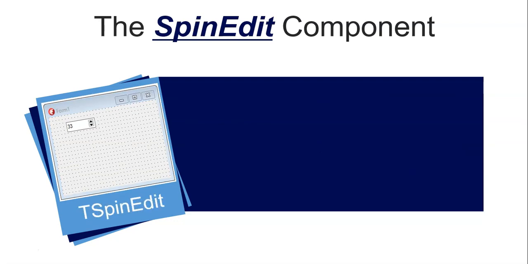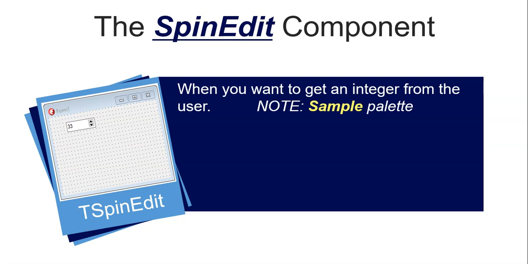Then we get the spin edit. Now the spin edit is quite a funky little feature, ideally for numbers. When you want to get a number, you can use those arrows to make it go up or down depending on the number. So ideally if you want an integer value. Now just take note that this is not on the standard tool palette. You've got to go all the way down to the sample palette to find the TSpinEdit.